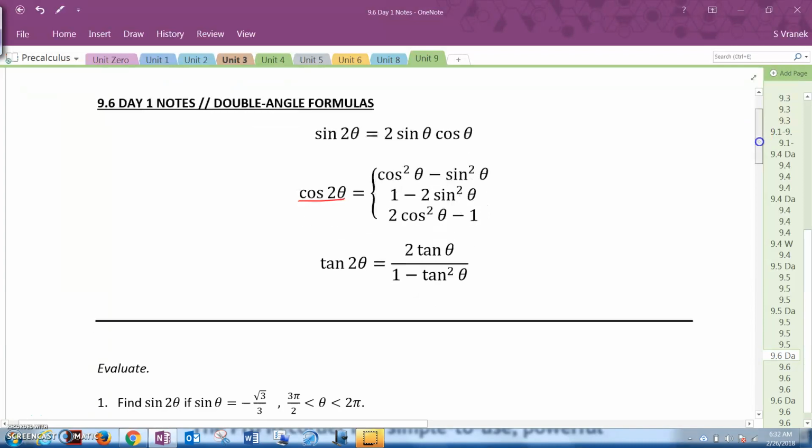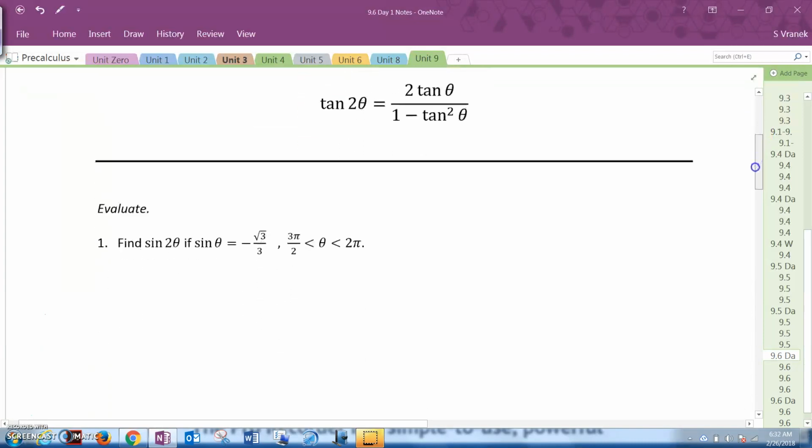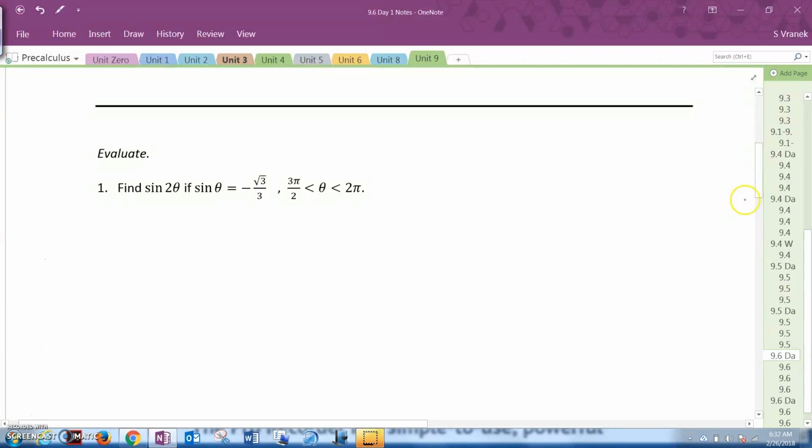Alright, so we're going to try doing some of these. This is very similar to when we were doing the sum and difference ones without an actual angle. We need to draw our triangle based on the information and then use the formula to solve. So this is telling me that I'm in quadrant 4 because I'm between 270 and 360, or 3 pi over 2 and 2 pi. So I draw my triangle down here. I'm going to say this is theta. And then sine is negative root 3 over 3. So that's what I get.